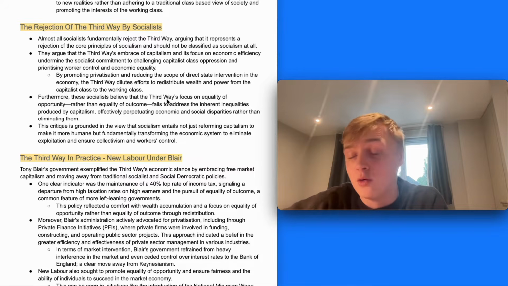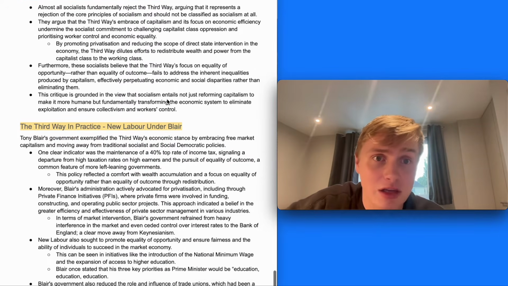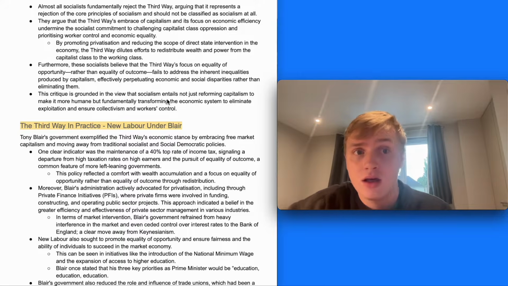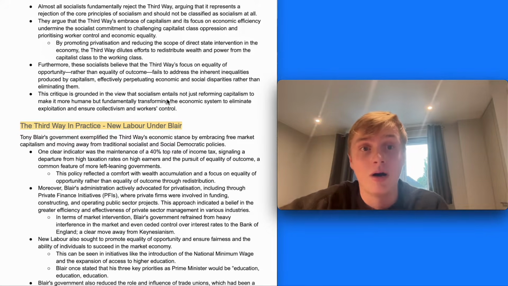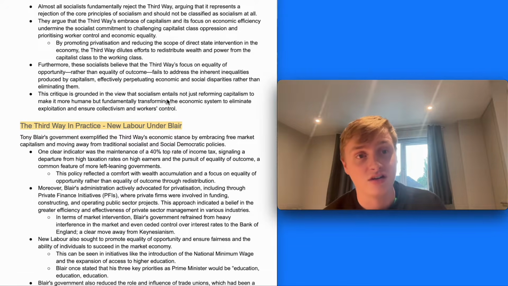Almost all socialists fundamentally reject the third way, arguing that it represents a rejection of the core principles of socialism almost entirely and should definitely not be classified as socialism at all. They argue that the third way's embrace of capitalism and its focus on economic efficiency undermine the socialist commitment to challenging capitalist class oppression and prioritising worker control and economic equality.